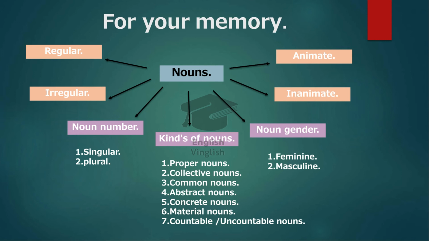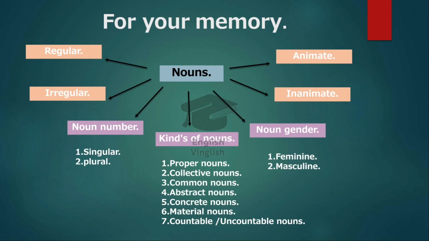Irregular nouns are those nouns pluralized in different ways. For example, if we take child as a singular noun, its plural form is children, right? There is no way to form the plural, we have to keep it in our mind. And if we take tooth, the plural form is teeth, man, men, foot, feet.